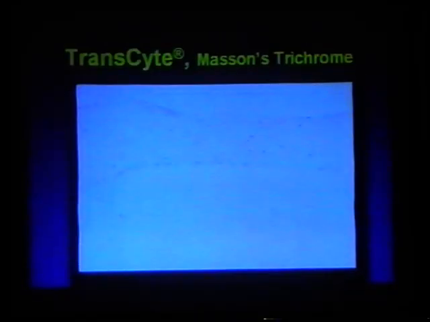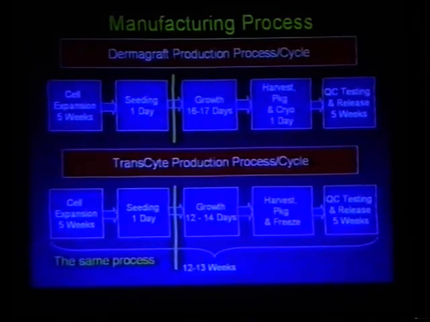Now, we're not going to be able to see this. This looks very much like what you see with Dermagraft. I'll concentrate on that. The production process for Transite is very similar to the production process for Dermagraft. So this is a matter of capitalizing on what you're already doing. The expansion process is the same for both Dermagraft and Transite, and then we use a somewhat different bioreactor for the second stage. So there are minimal differences between these two processes.